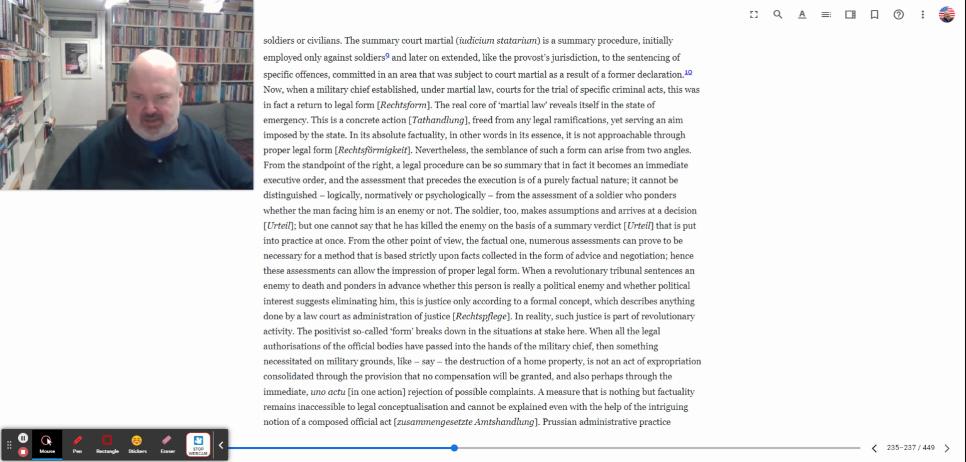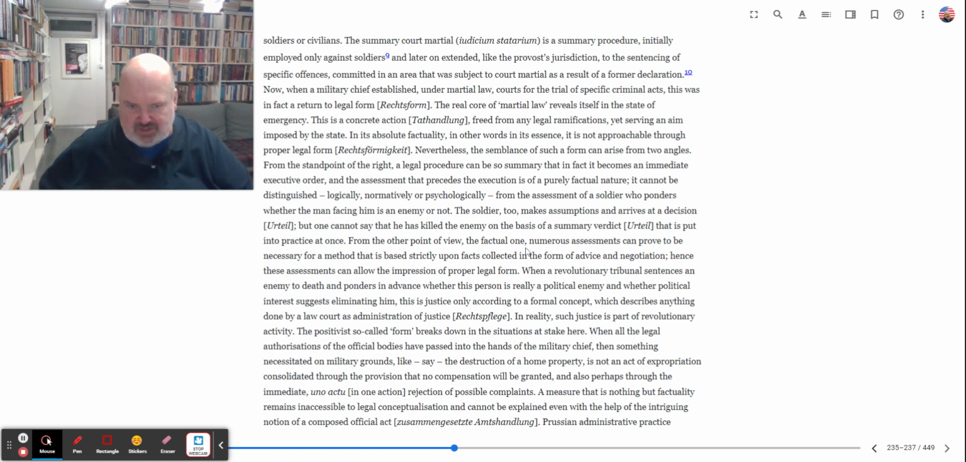It cannot be distinguished logically, normally, or psychologically from the assessment of a soldier who ponders whether a man facing him is the enemy or not. In other words, is this person an enemy or not? The soldier too makes assumptions and arrives at a decision, but one cannot say that he has killed the enemy on the basis of a summary verdict that is put into practice. In other words, one cannot say it was a summary verdict that was put into practice at once.